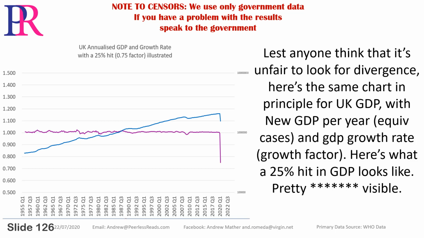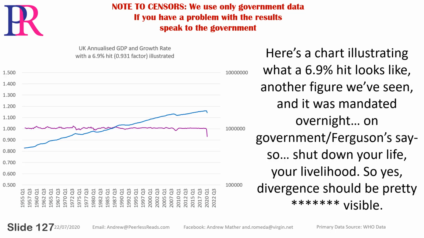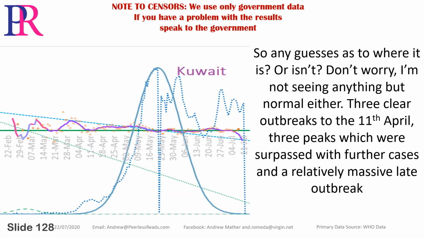Here's what a 25% hit in GDP looks like. It's pretty damned visible. Here's a chart illustrating what a 6.9% hit looks like. Another figure we've seen, and it was mandated overnight on government Ferguson say-so. Shut down your life, your livelihood. So yes, divergence should be pretty damned visible. So any guesses as to where it is or isn't? Don't worry, I'm not seeing anything but normal either.